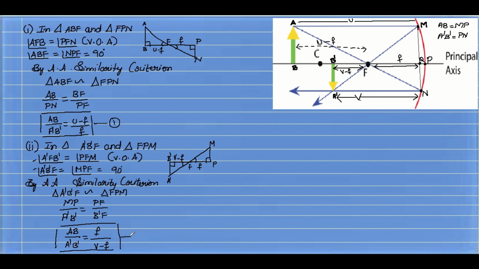So now what we have to do is compare equation 1 and equation 2. In equation 1 and 2, the LHS are equal to each other. If the LHS are equal, the RHS will be equal to each other, right? So if the LHS AB by A dash B dash is equal to the LHS of the second equation, then the RHS are equal. That is, (U minus F) divided by F is equal to F by (V minus F). So these two are equal to each other.